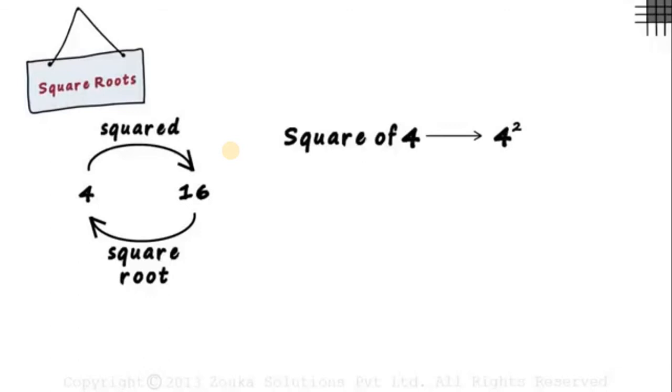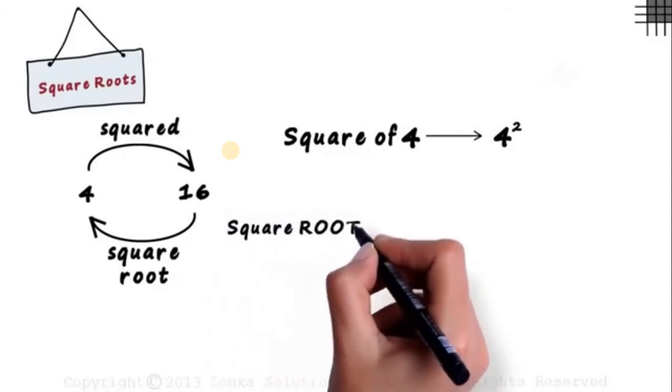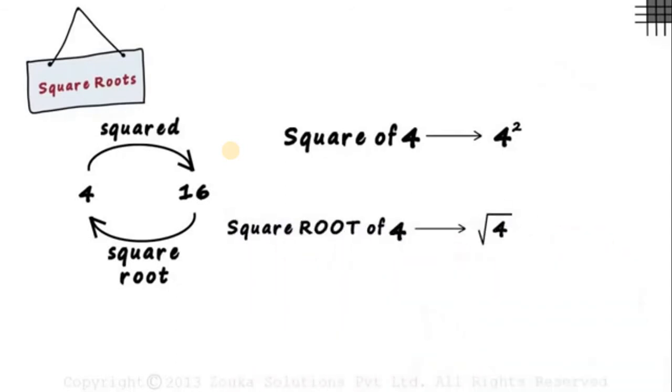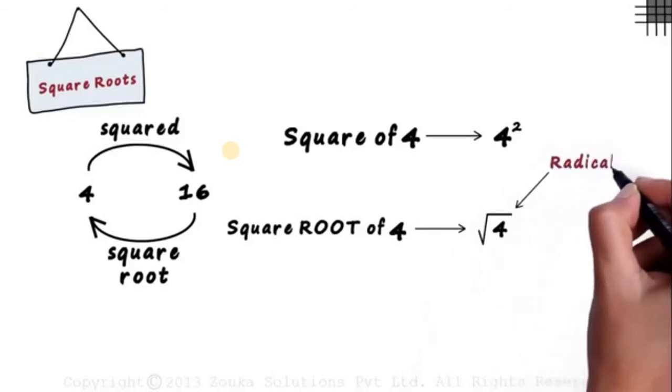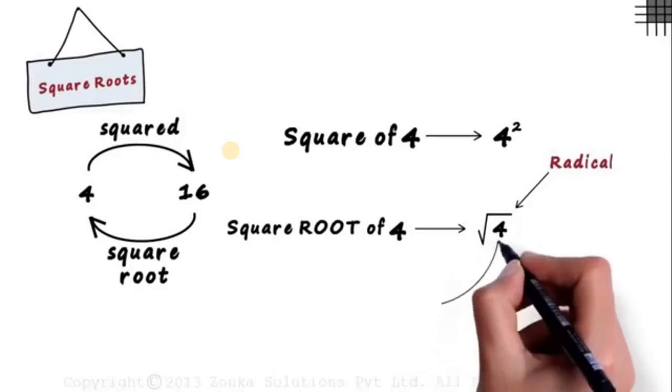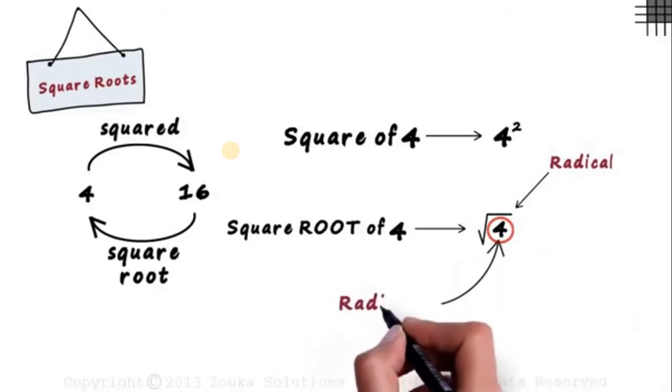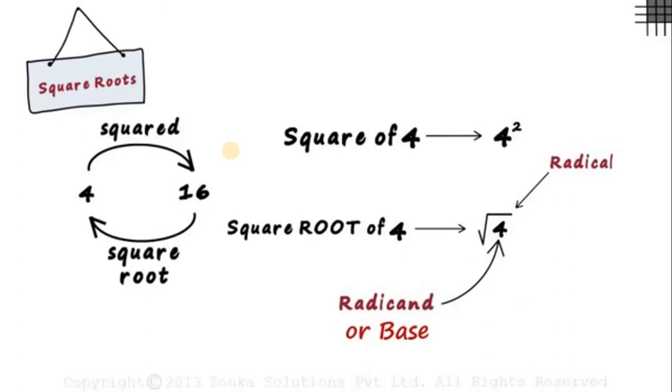Now we shall see how we represent a square root. This is how we represent the square root of 4. So 4 raised to 2: 2 is the power and 4 is the base. How do we represent the square root of 4? This is how we write it. This symbol is called the radical, or the square root, and the number inside the square root is the radicand. That is the first thing we learned about how to name a square root.